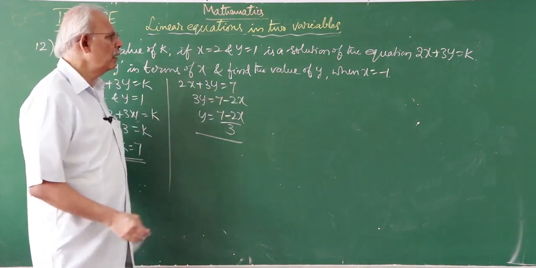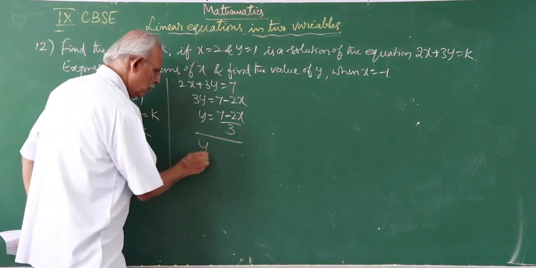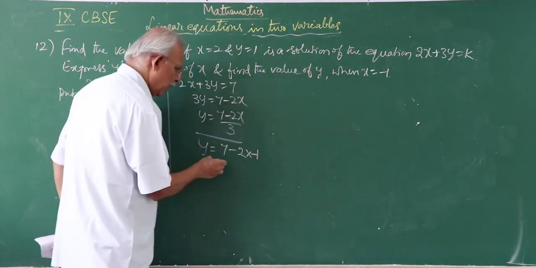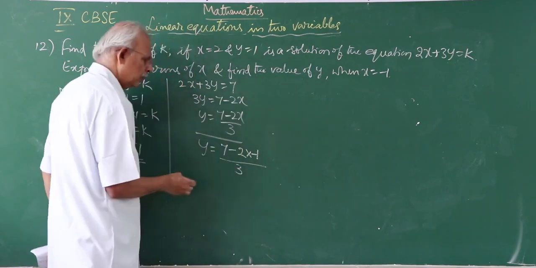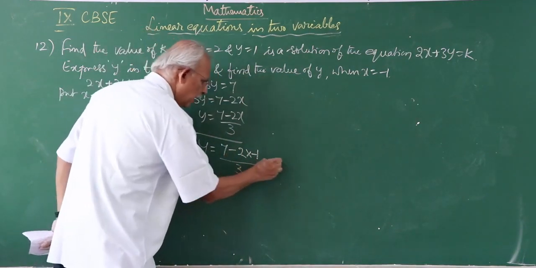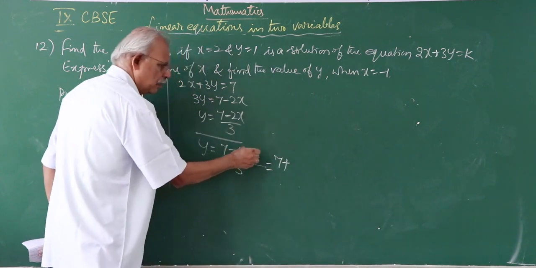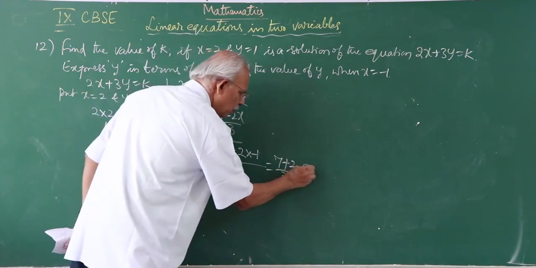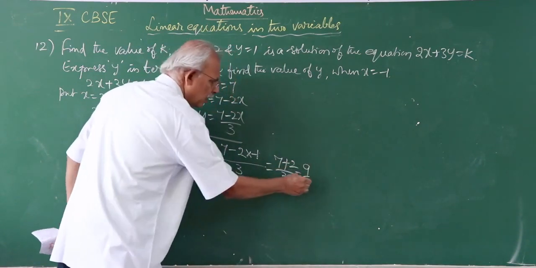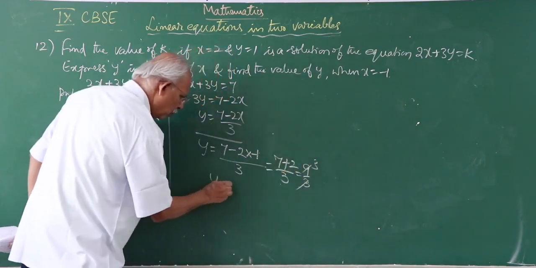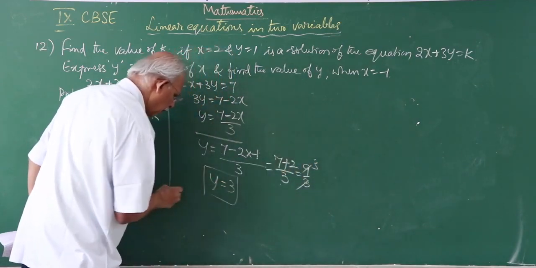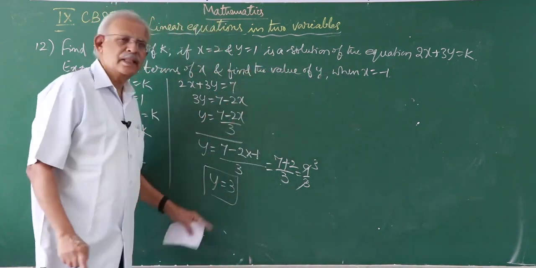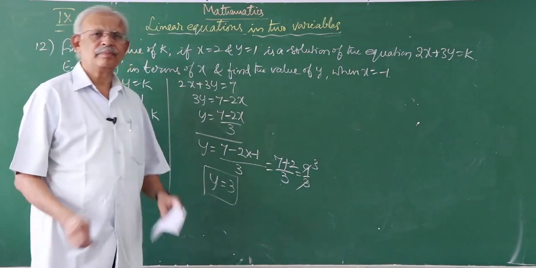Now find the value of y when x is equal to minus 1. Y equals 7 minus 2 into x, that is minus 1, by 3. That is 7 minus of minus 2 ones are 2, by 3. 7 plus 2 means 9. 9 by 3, that is 3 threes are 9. So y equals 3. When x is equal to minus 1, the value of y is 3.